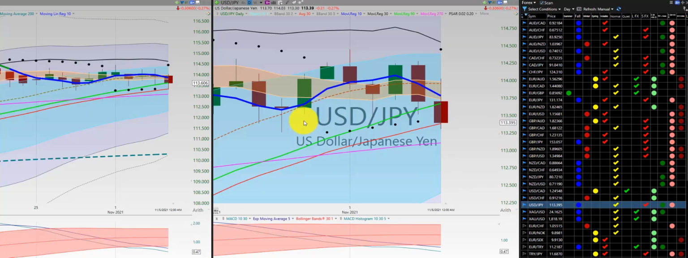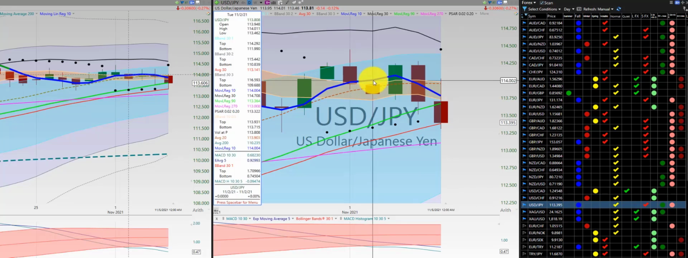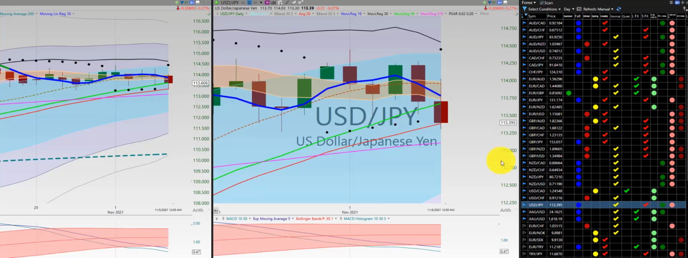US dollar, Japanese yen. Initial trade here, out for a loss. Initial trade here, out for a loss. And then a 1-2 here to close out the week.